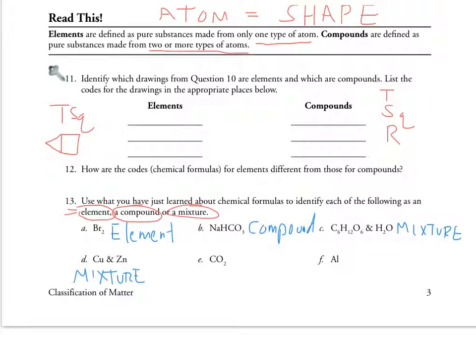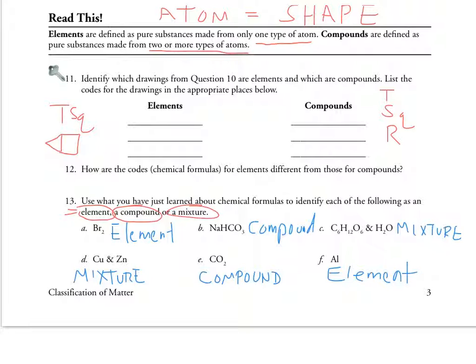CO2, it's not a mixture. We have different atoms that are next to each other, so they're bonded together. So this must be an example of a compound. And our last one, Al. That just stands for aluminum, all by itself, and we're going to say it's an element.